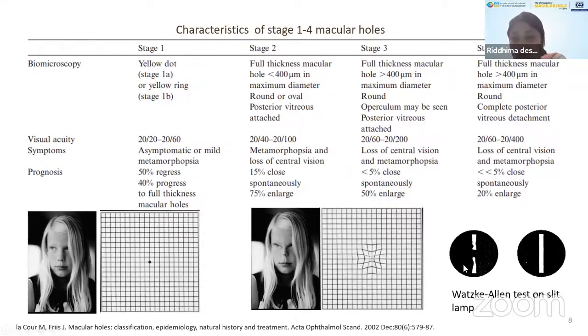Another clinical test is the Watzke-Allen test on slit lamp, where you project a normal slit beam on the fovea, and a patient with a full thickness defect will be able to see a break in this beam of light. Then you have the laser beam aiming test, which appears to be most sensitive for a full thickness macular hole.